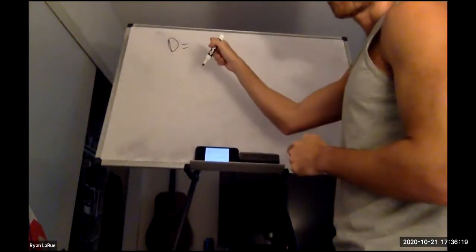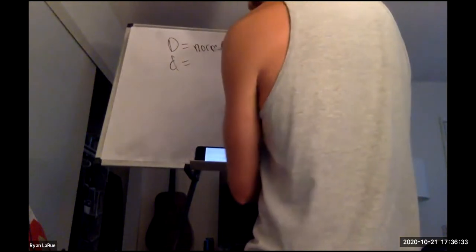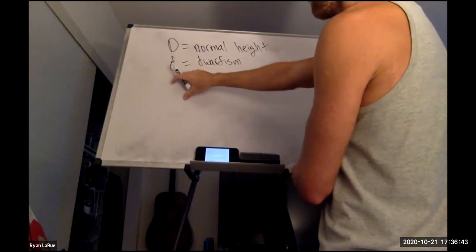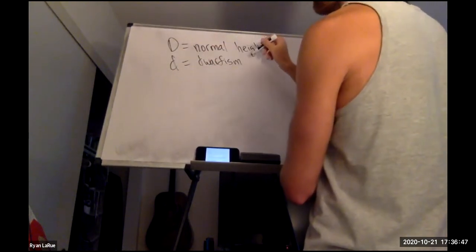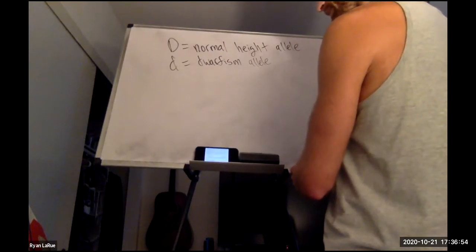So the first thing is we have to determine the genotypes for the parents. And if they're both normal height, and let's just say big D is going to be our dominant allele, and it's a normal height allele. So essentially this condition is a recessive condition because little d, the recessive allele for dwarfism, is going to be little d. So dwarfism allele. And I'll add normal height allele. Okay.